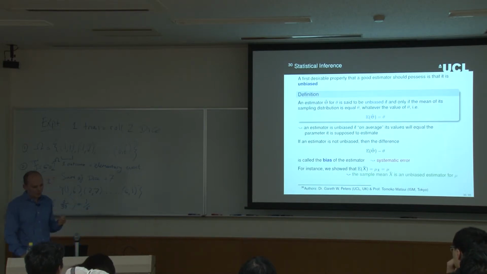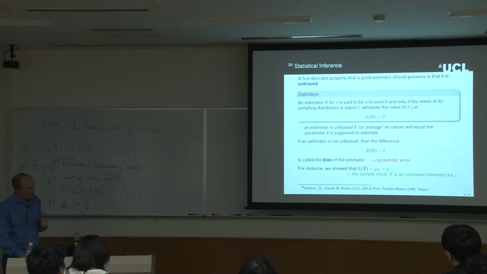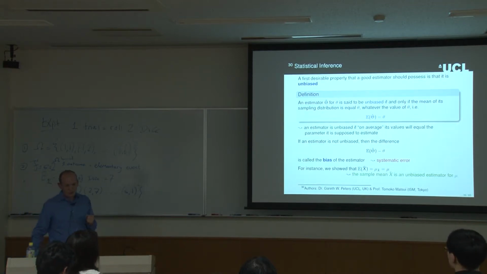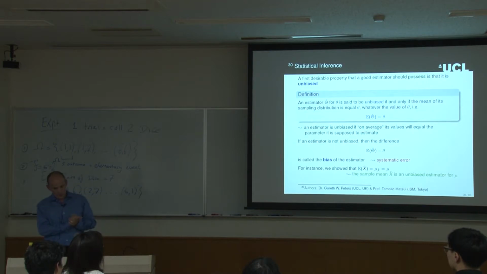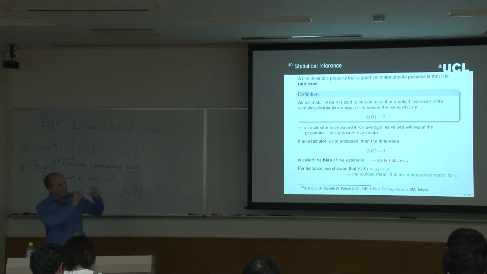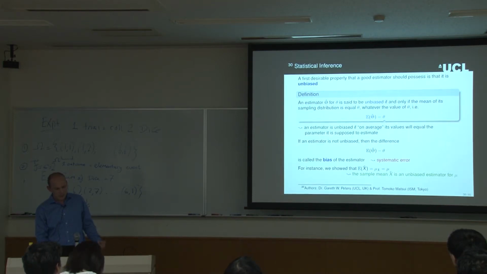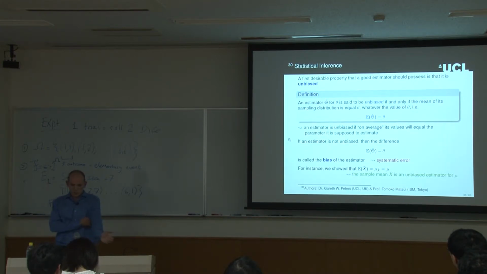So firstly, unbiasedness. This is a definition of unbiasedness. An estimator theta hat for theta is said to be unbiased if and only if the mean of the sampling distribution is equal to theta. Okay, so the expectation of theta hat should be equal to theta. So on average, we should get the parameter we want to estimate. This is intuitive.